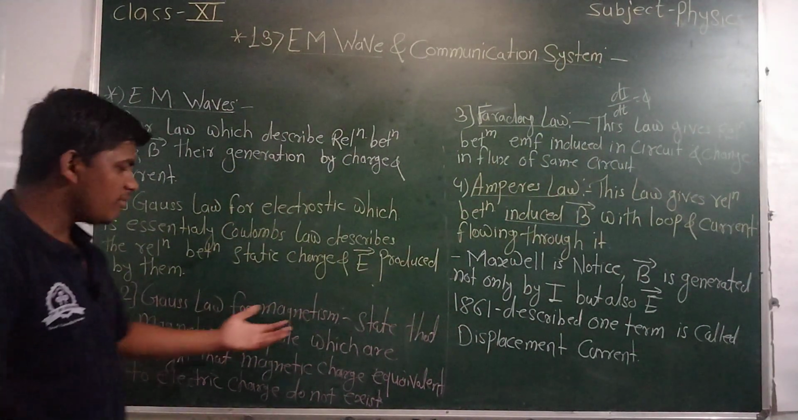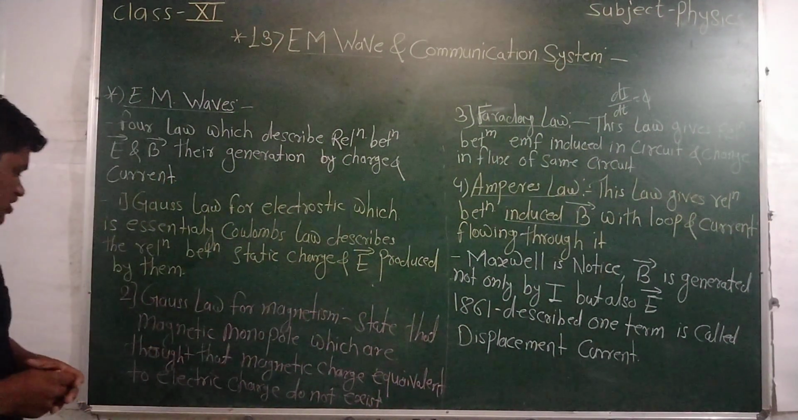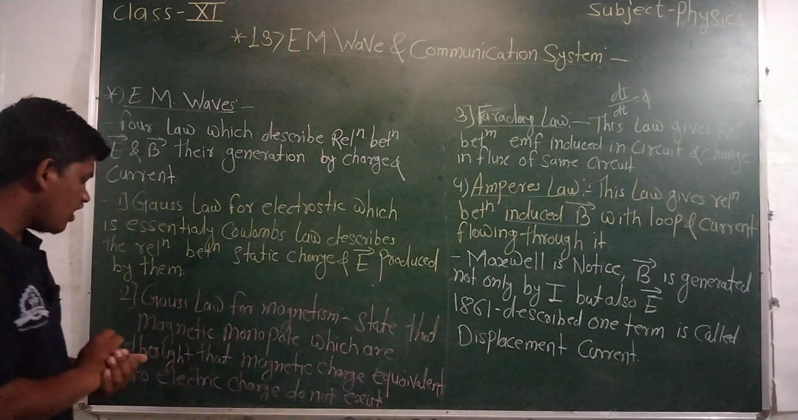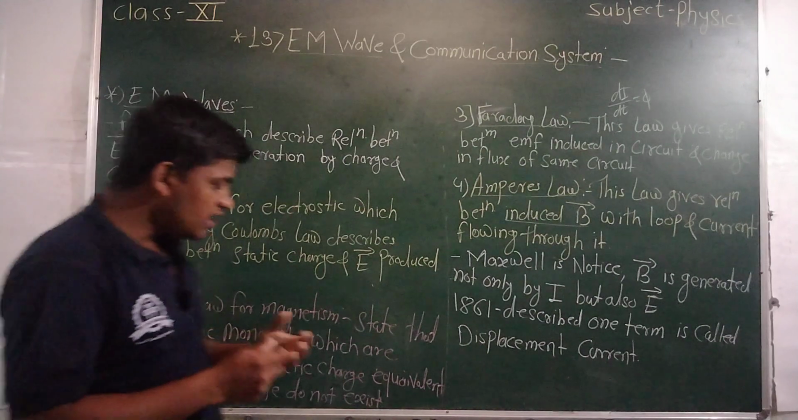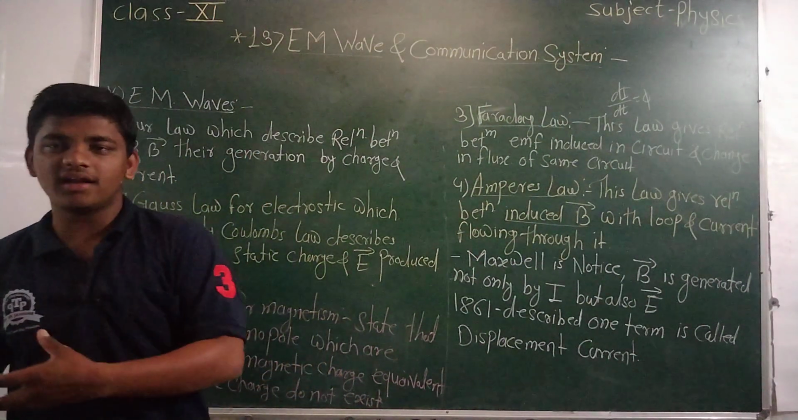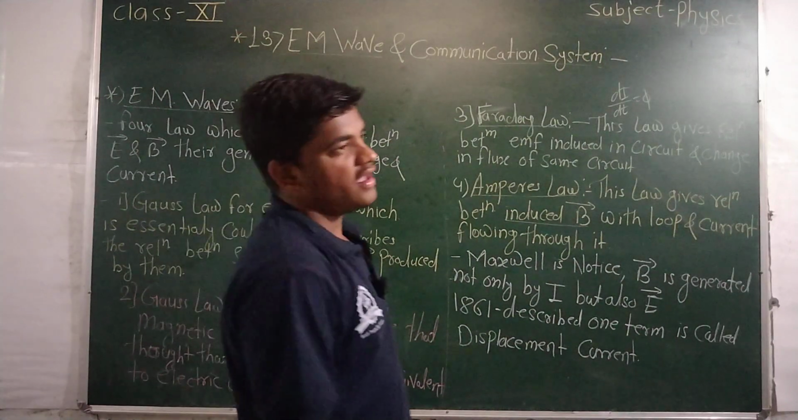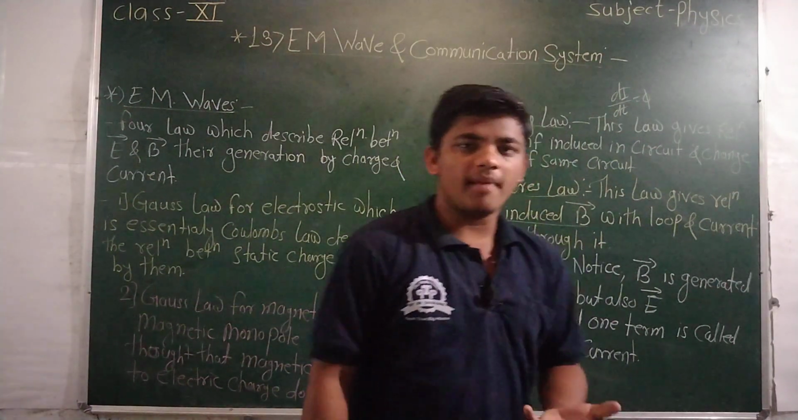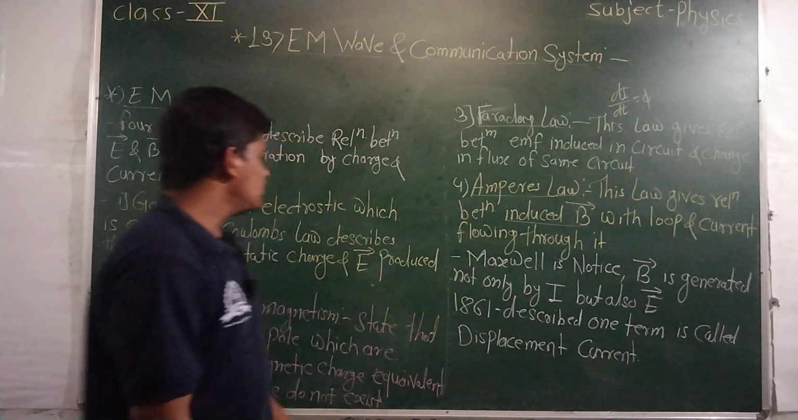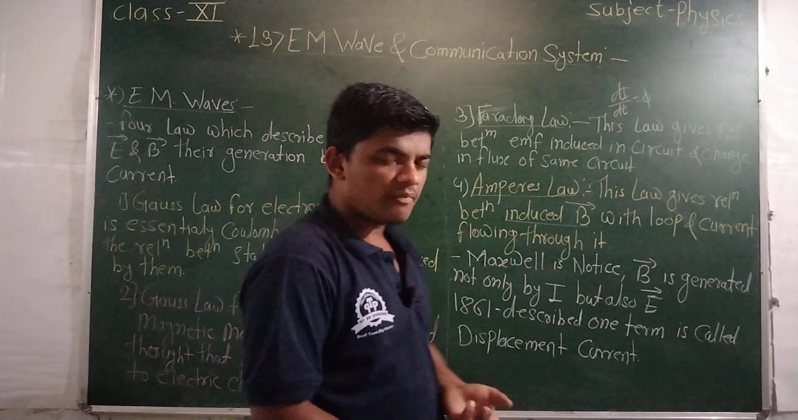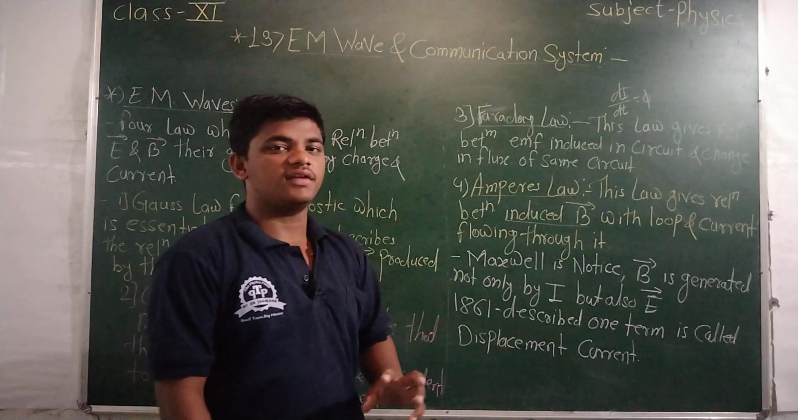Second is Gauss law of magnetism. It states that magnetic monopoles, thought of as magnetic charges equivalent to electric charges, do not exist. This is the second law, and the Gauss law of magnetism we have just discussed, and both laws are similar: Gauss law of electrostatics and Gauss law of magnetism.